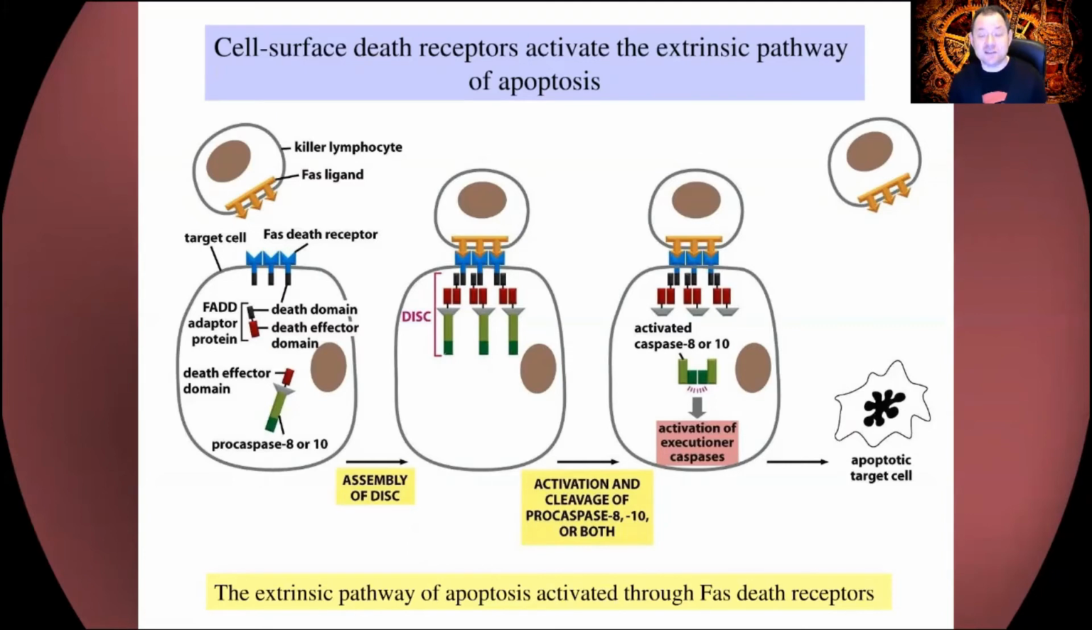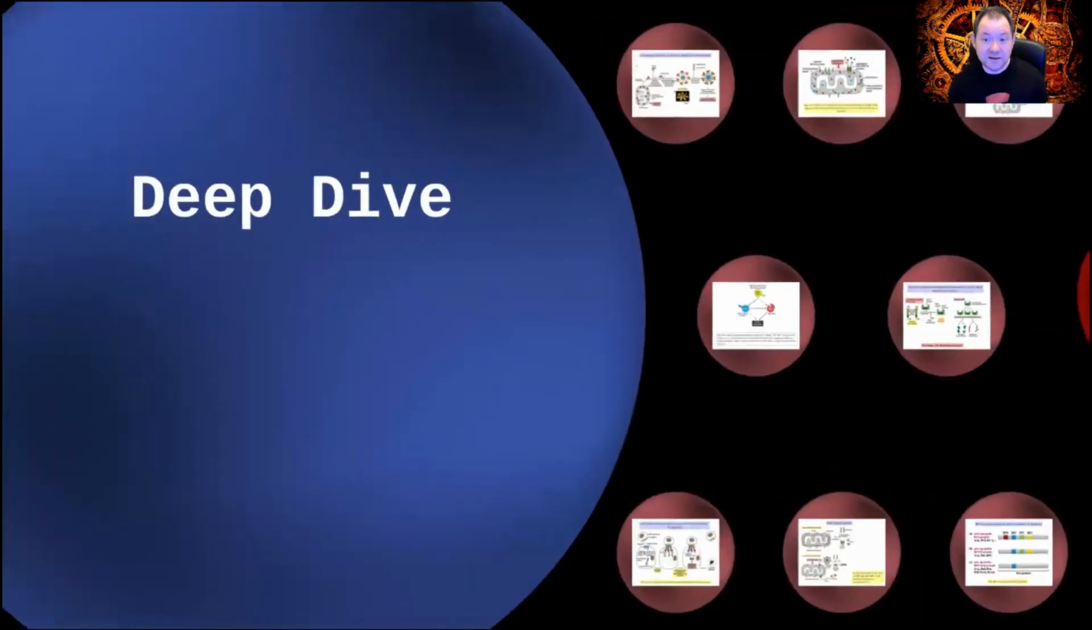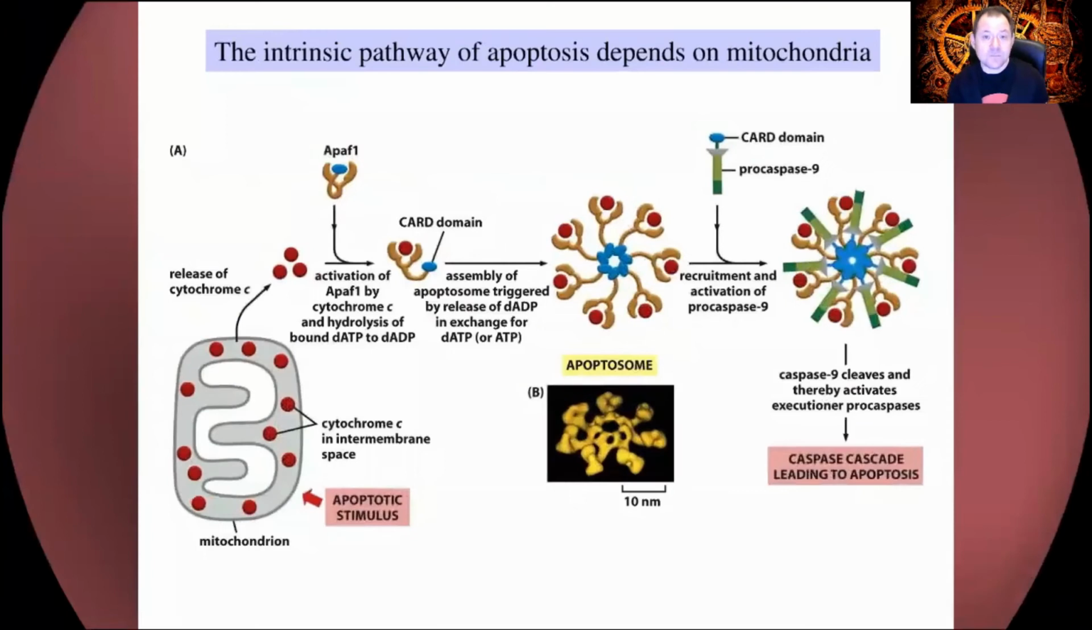So this is the extrinsic pathway. If you didn't get that, maybe just wind back and go through it one more time. I'm now going to talk about the intrinsic pathway of apoptosis. Now, the intrinsic pathway, as you recall, is when a cell realizes it's damaged and initiates apoptosis itself.